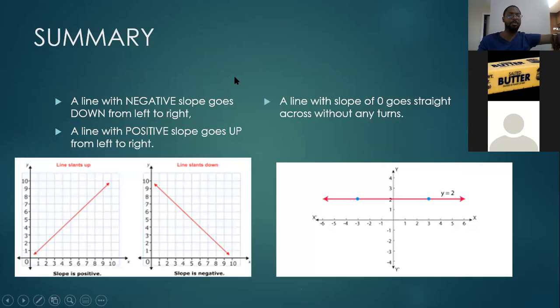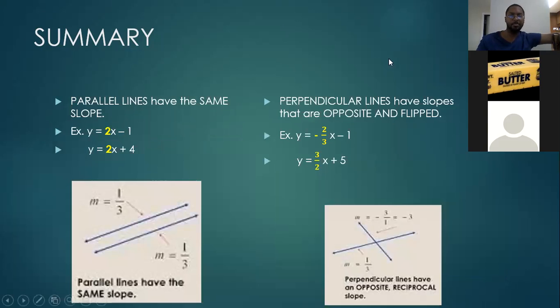A line with negative slope goes down, a positive slope goes up. If I have a line with a slope of 0, it goes straight across, which happens sometimes. You'll see that, but I'm not going to really focus on that too much. All right, here's the main thing. Parallel lines have the same slope. So you see these are parallel lines, they have the same slope, 1/3. You see these are parallel lines, so they have a slope of 2.